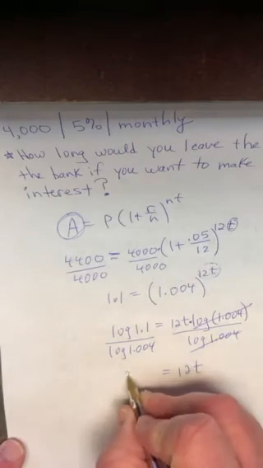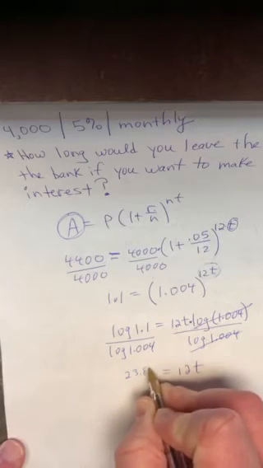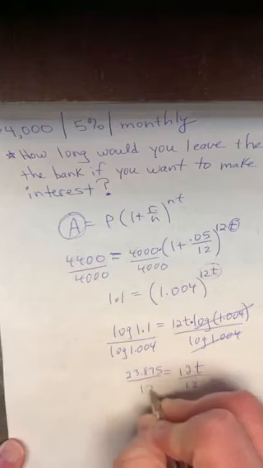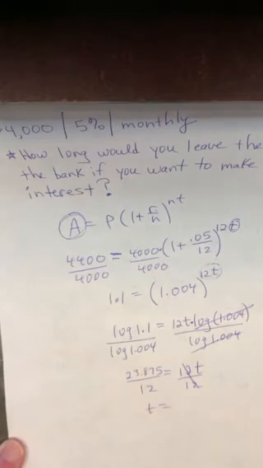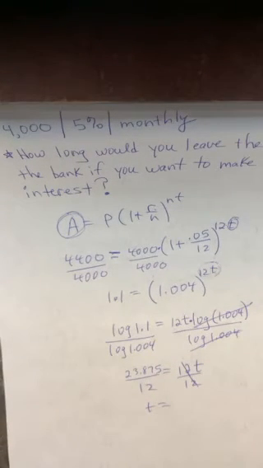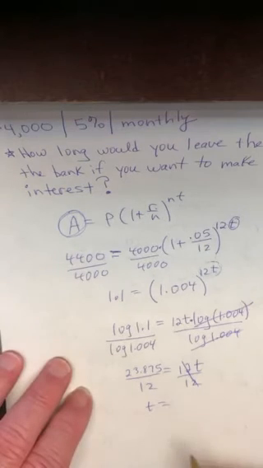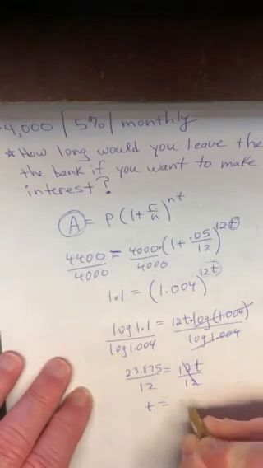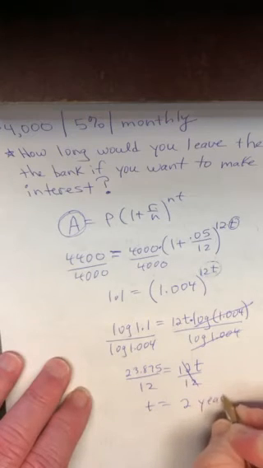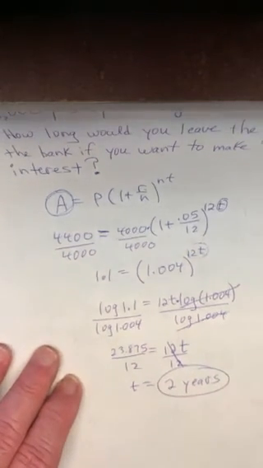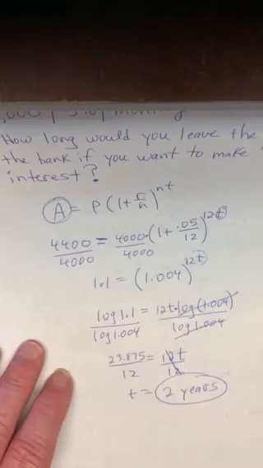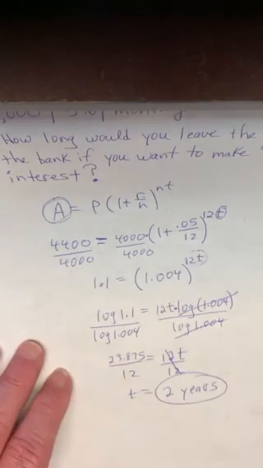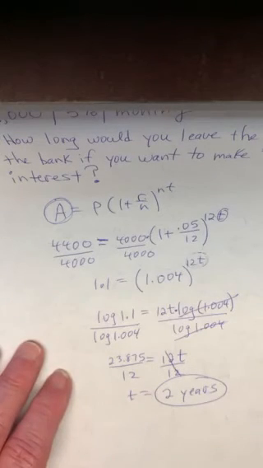I'm getting 23.875, right? Divide by 12, and T equals, when I divide by 12, I get 1.989, so basically 1.99, which would be about what? You would tell that customer, if you just sat that money in the bank and left it sit there for 2 years, you'd eventually make $400 in interest.